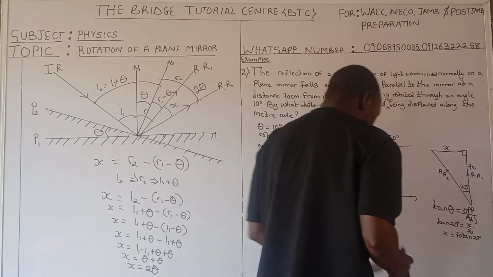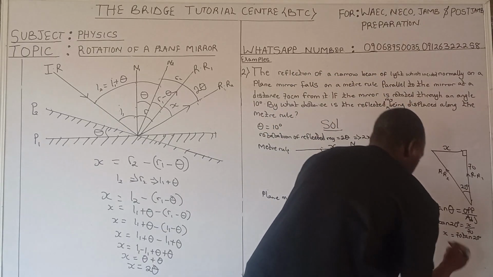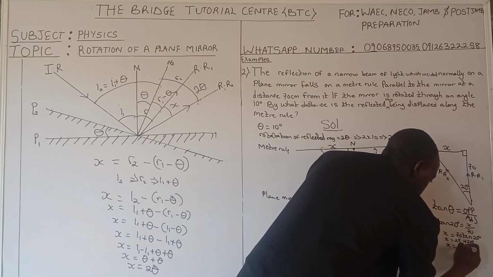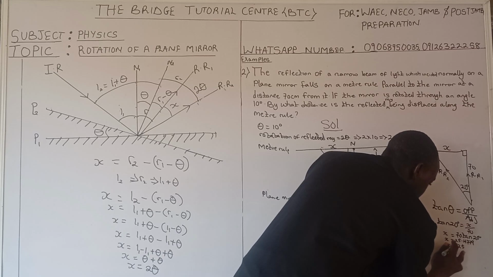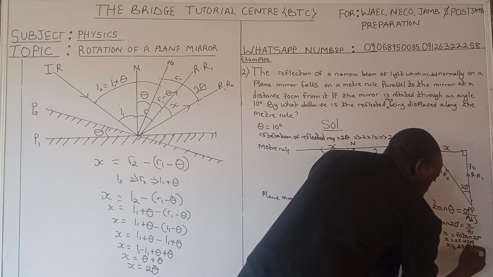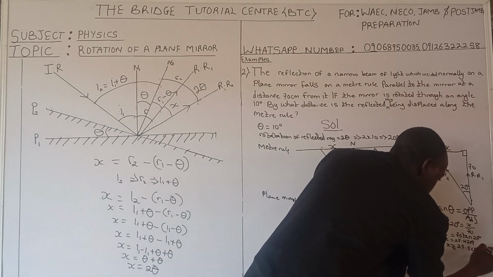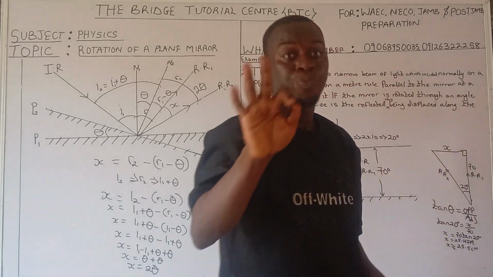We have 25.4779. So our x equals 25.4779. Approximately, x is equal to 25.5 centimeters. So that is our final answer.